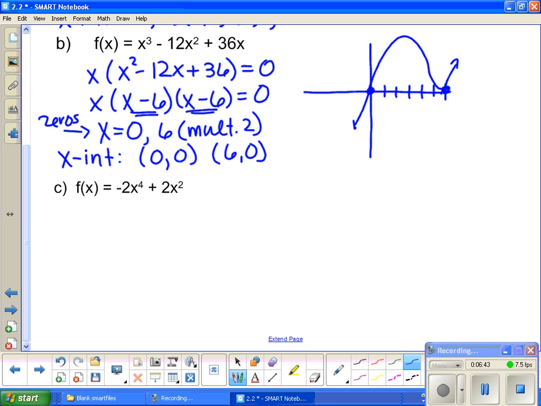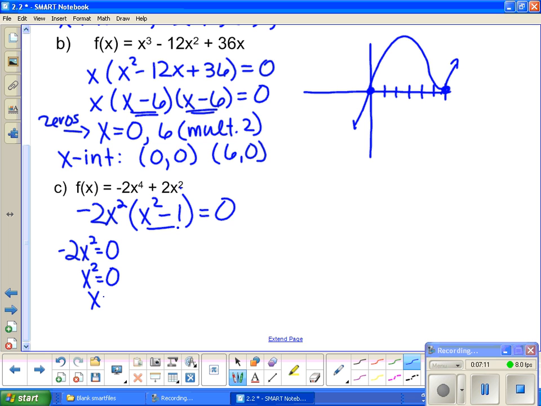Last one here. Okay, so we're going to factor out a negative 2x again to solve. Actually, a negative 2x squared. And we're going to have then x squared minus 1 equals 0. Well, I can continue to factor that. That's a difference of squares. Or I could use the square root method, which is what I prefer. So first, let's solve this for 0. Well, if I divide by negative 2, x squared equals 0. So x equals 0, but that's going to have a multiplicity of 2 because of the x squared.